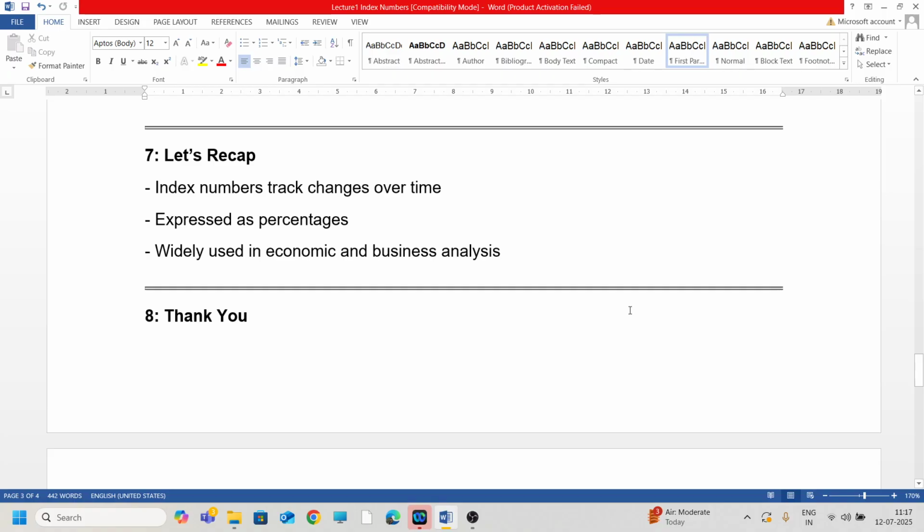So the next one, we recap whatever we completed. Index numbers track changes over time, expressed as percentages, widely used in economic and business analysis. To recap, index numbers help track statistical changes over time, are usually expressed in percentages, and play a crucial role in economic and business analysis.